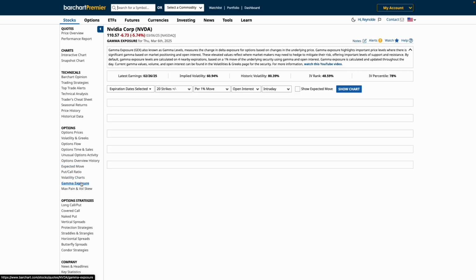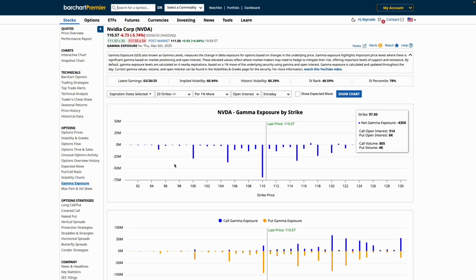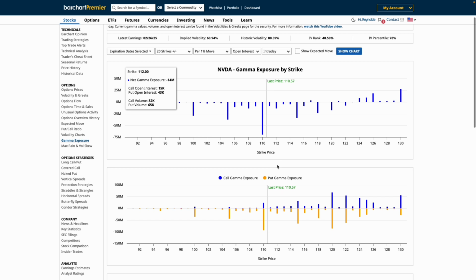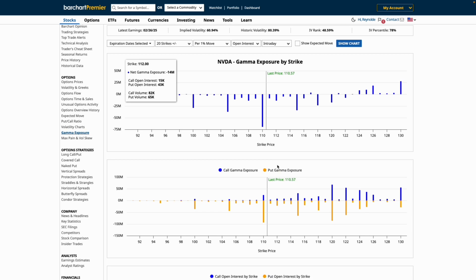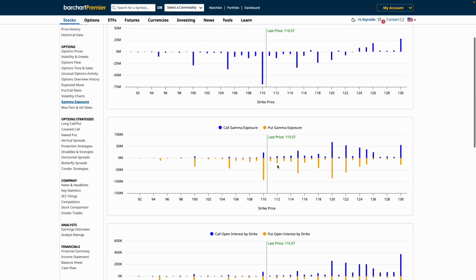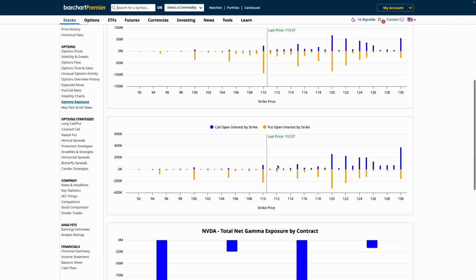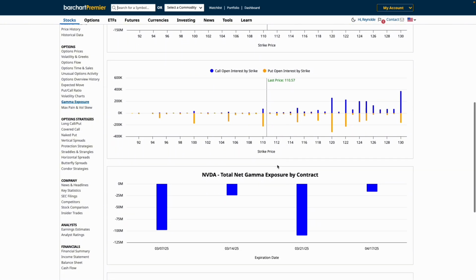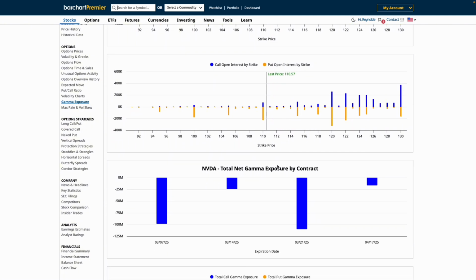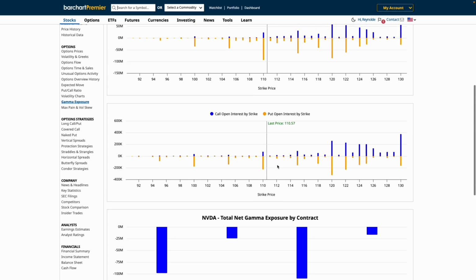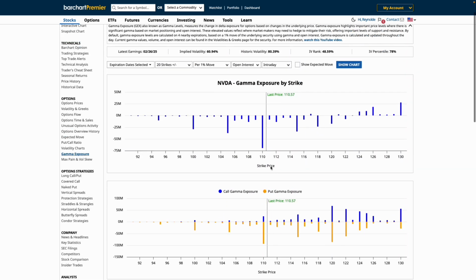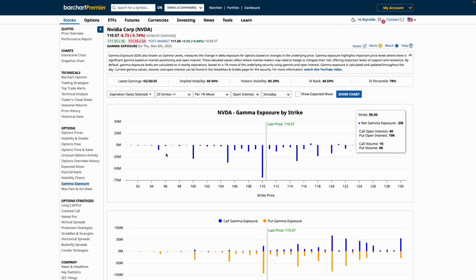Next is gamma exposure. Gamma exposure helps traders understand how market makers and institutions hedge their positions, which can influence price movements. Traders use gamma exposure data to anticipate potential squeezes, sharp reversals, or trend continuation moves, especially during options expirations or key macro events.